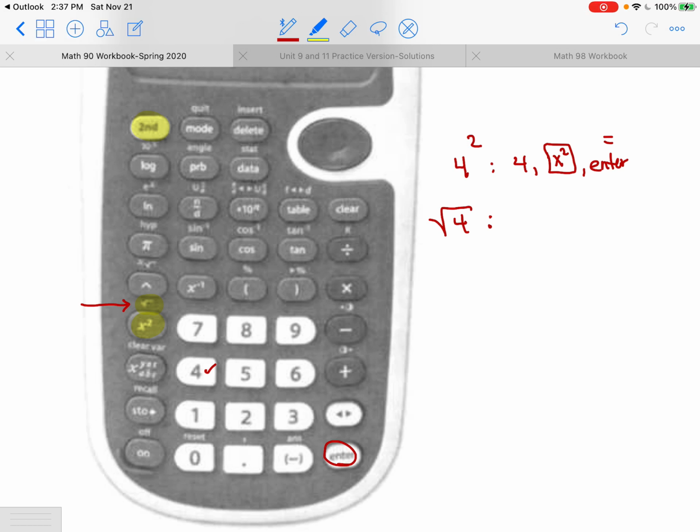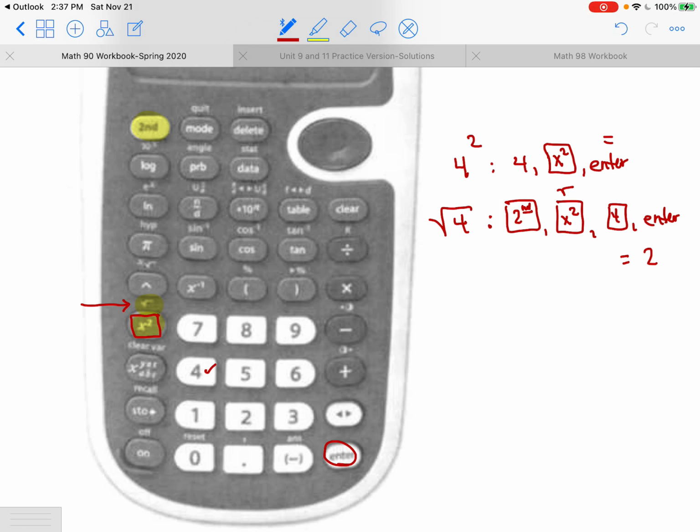How we get to the symbol above each button on your calculator is first by clicking the second button. Then we click the x squared button, and that brings us to the square root above it. Then we put in our 4, click enter, and it should spit out our 2. It'll square root that for us. So that's how you go back and forth between squaring something and a square root.